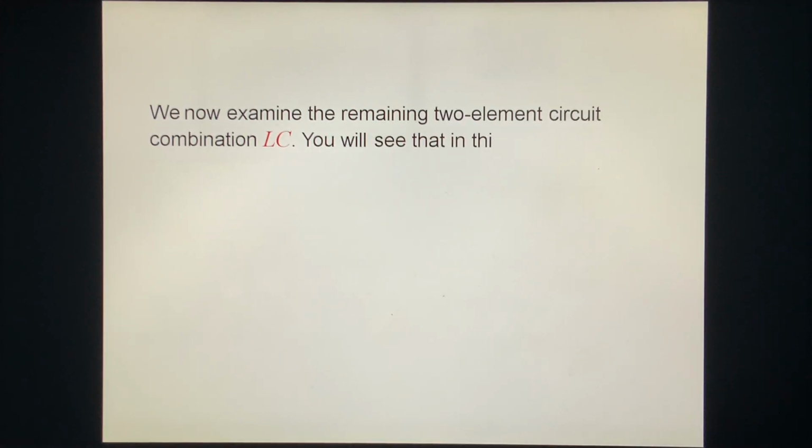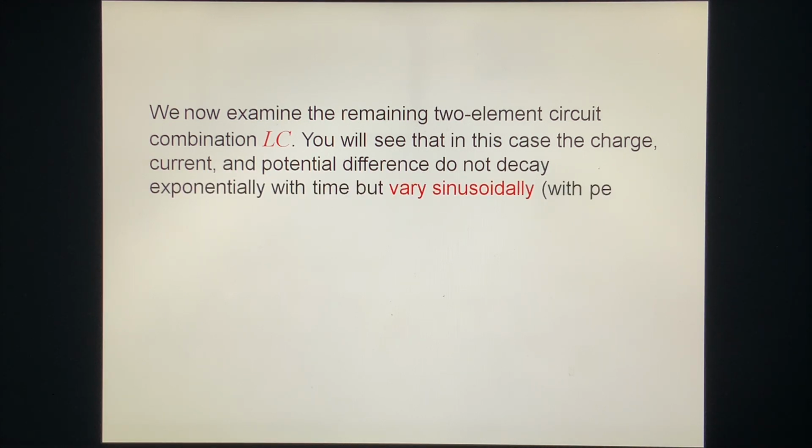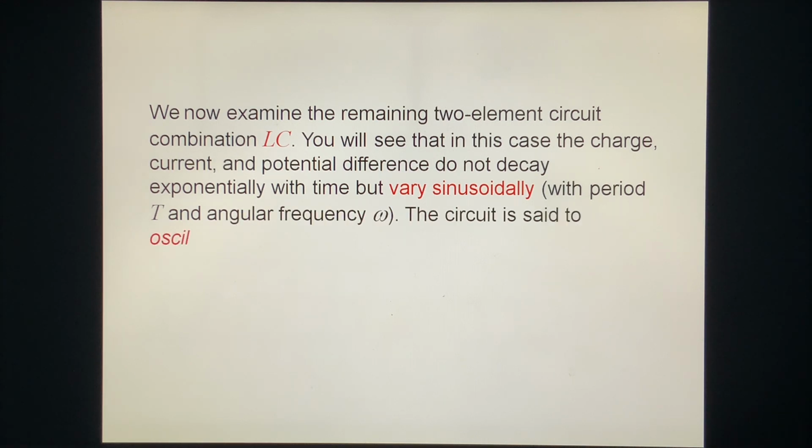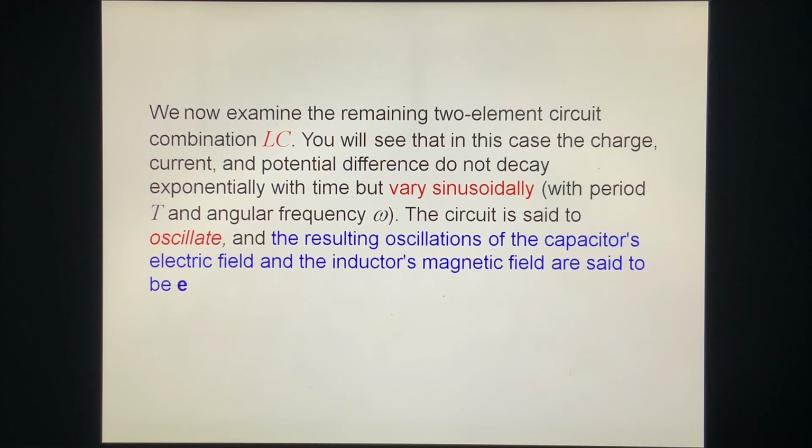We now examine the remaining two-element circuit combination, LC. You will see that in this case, the charge, current, and potential difference do not decay exponentially with time, but vary sinusoidally with period T and angular frequency omega. The circuit is said to oscillate, and the resulting oscillations of the capacitor's electric field and the inductor's magnetic field are said to be electromagnetic oscillations.